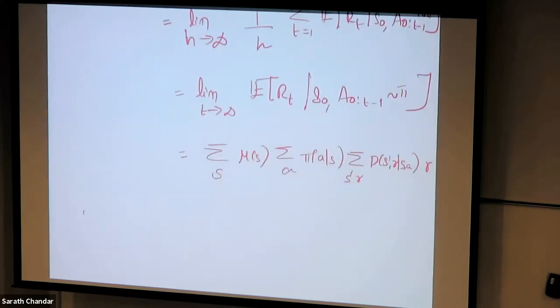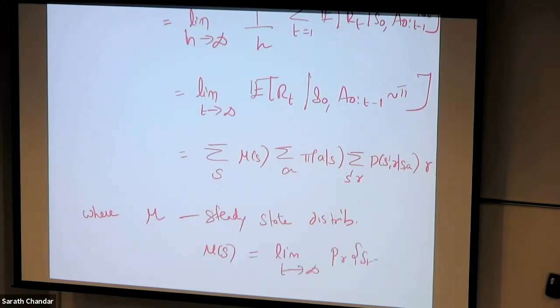So where mu is our steady state distribution, right? mu of s is given by the limit as t tends to infinity of the probability of being in that state, given we followed the policy. As time goes to infinity, what is the probability of visiting the state? By the time the probabilities have converged, that is the steady state distribution, right?